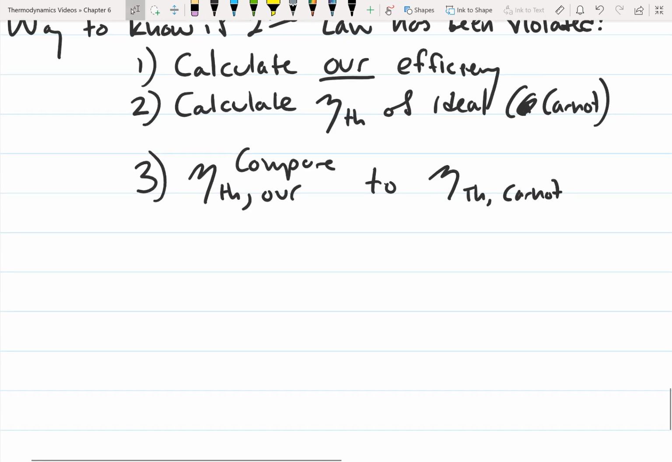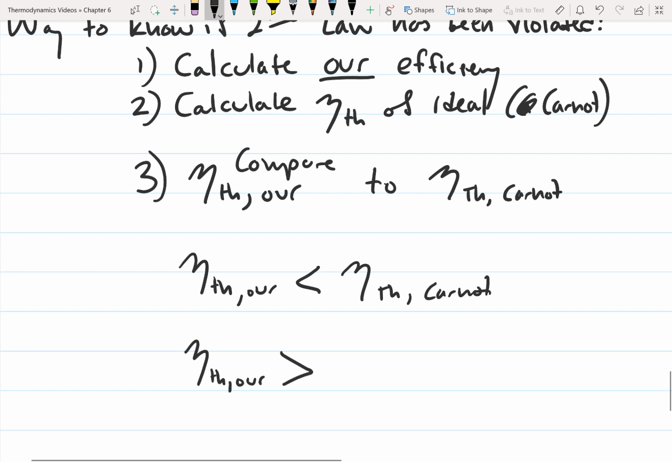We know that our thermal efficiency has to be less than the thermal efficiency of the Carnot cycle, because if the ideal heat engine has the maximum efficiency you can possibly have, then the efficiency of a real heat engine has to be less than that. If we calculate that our efficiency is greater than the Carnot efficiency, then we know that this is impossible and it's going to violate the second law.